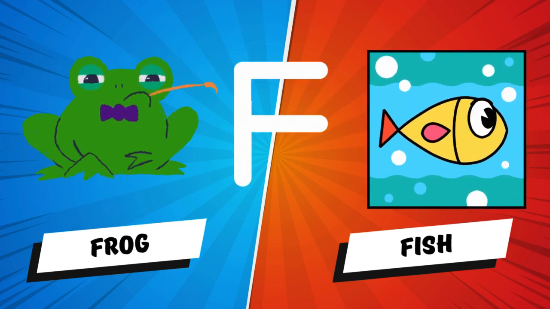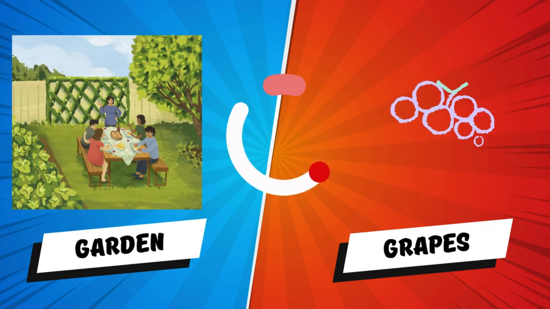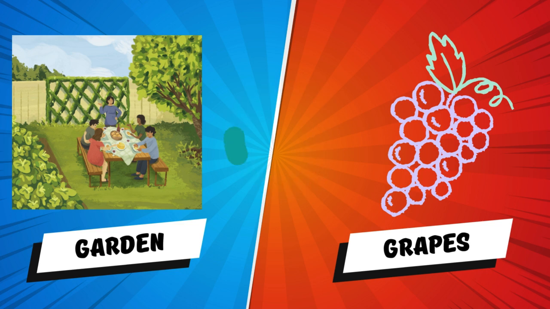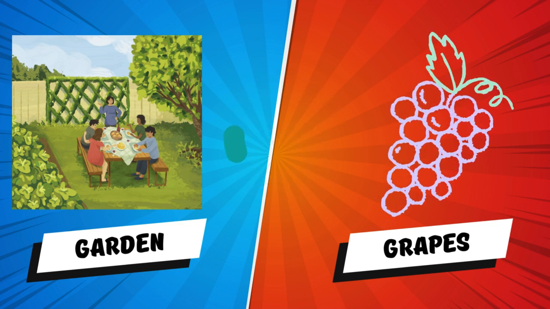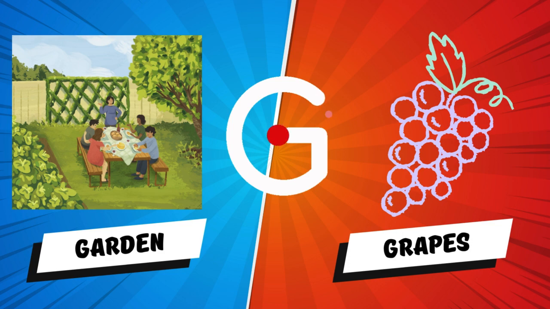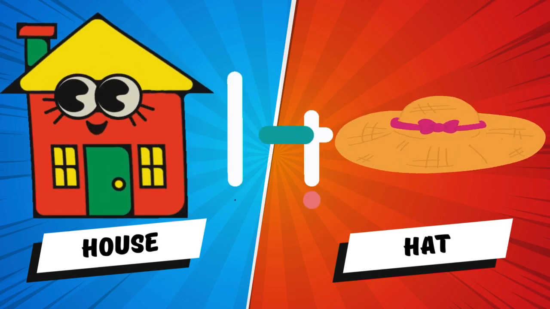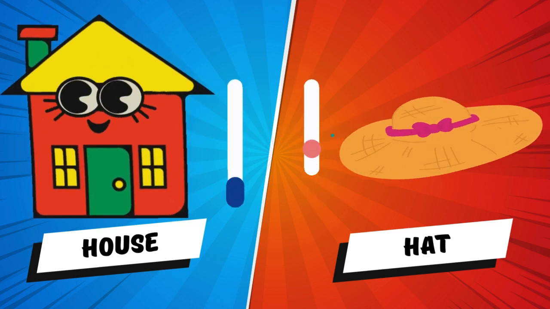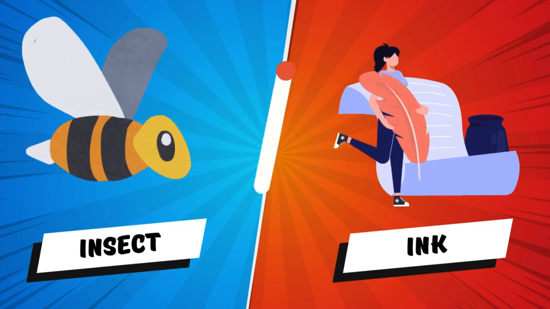F for frog, F for fish. G for garden, G for grapes. H for house, H for hat. I for insect, I for ink.